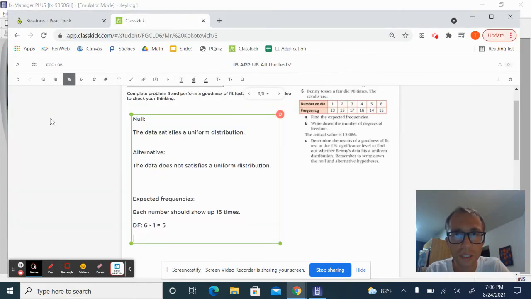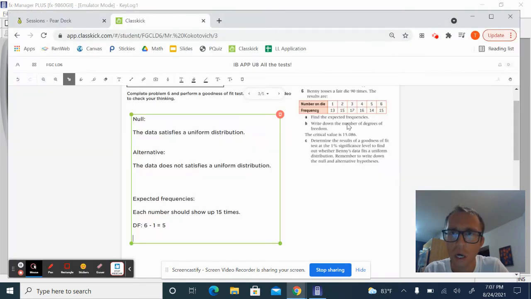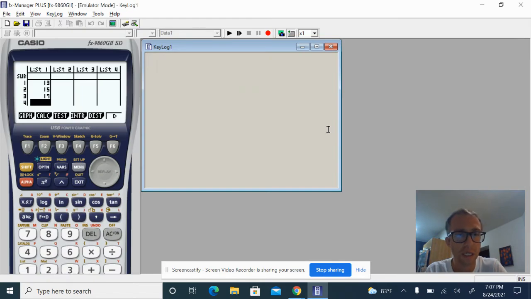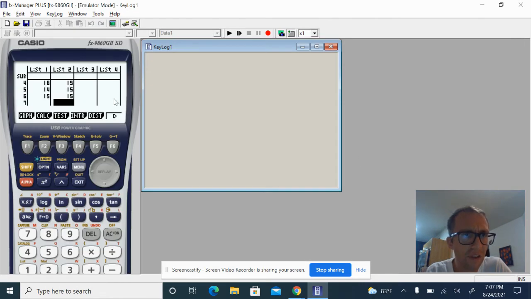So list 1 will have our observed data: 13, 15, 17, 16, 14, 15. And in list 2, we'll put our expected data right here. That was 15 every single time: 15, 15, 15, 15, 15, 15. Okay, I think I have everything ready.